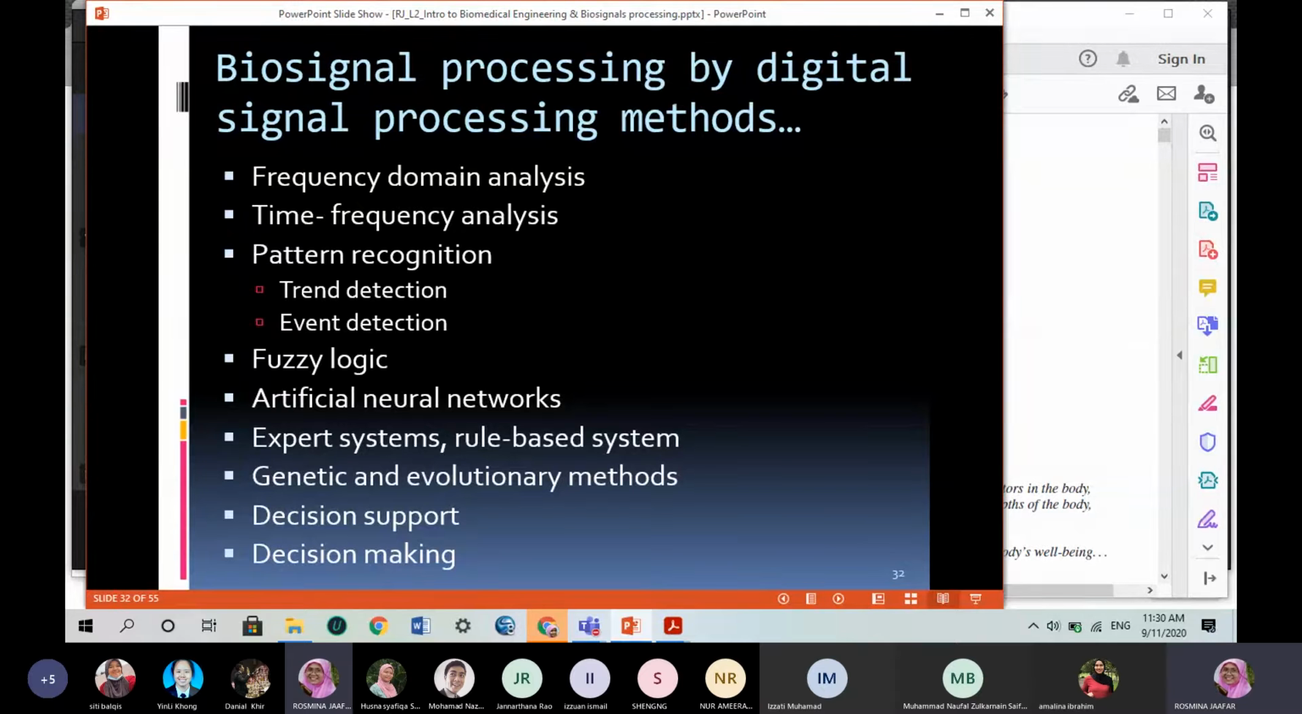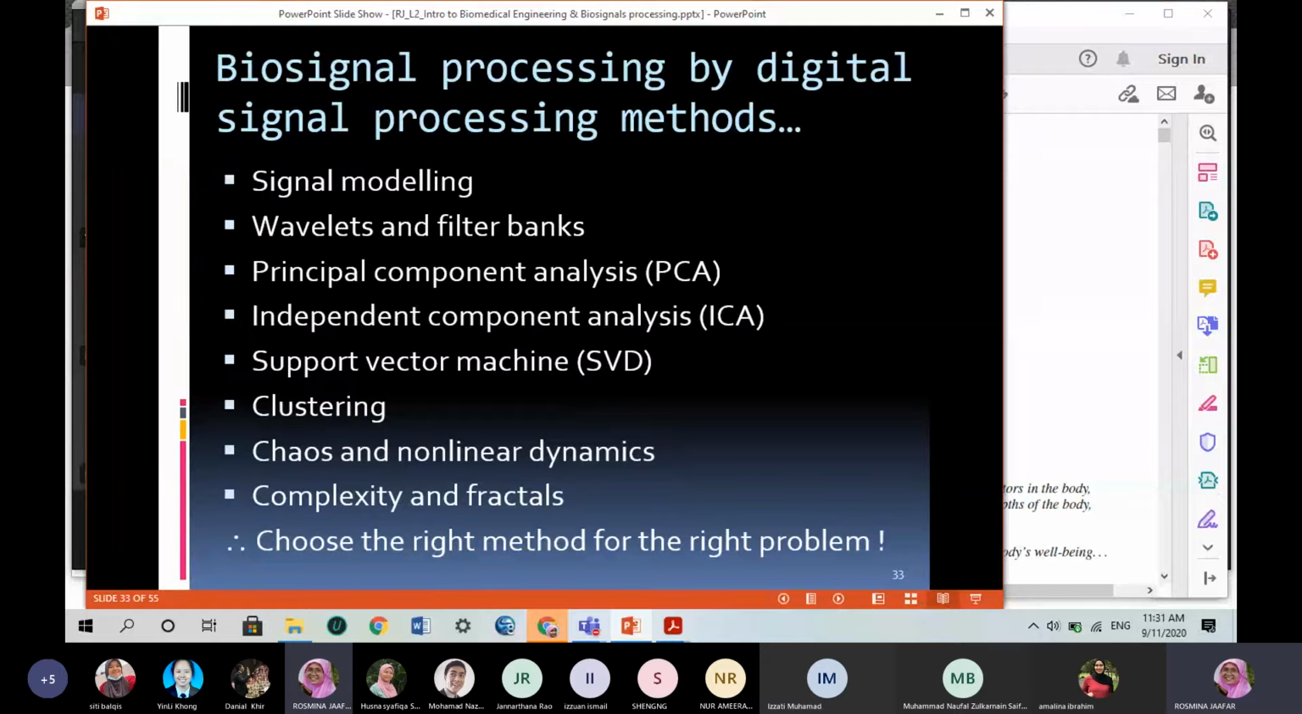Okay, and some methods dealing with genetic and evolutionary methods can be done. This is a higher level programming actually. And in all signal processing, it involves decision support and also decision making. Decision making when it comes to classification of the signal, whether it is a normal signal or abnormal signal, and so on, in order to make a decision whether healthy or not.